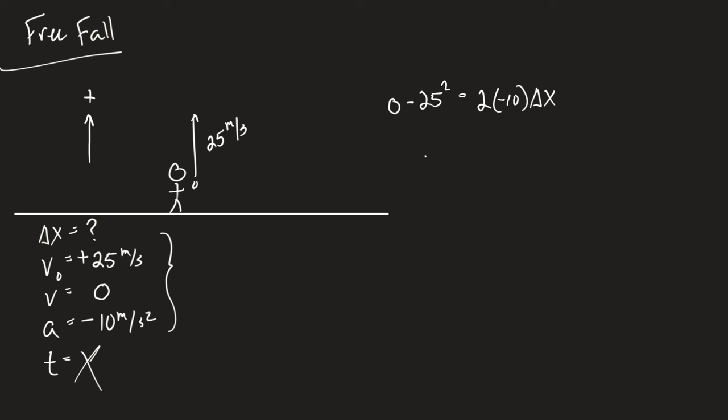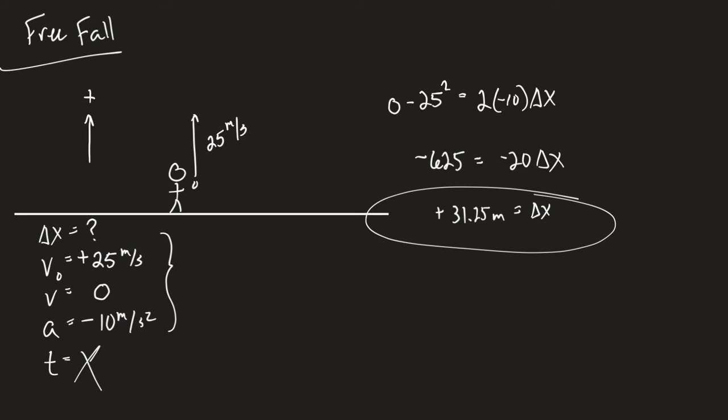Checking my values here, negative 625 equals negative 20 delta x. I'm noticing that my answer is intentionally positive. Is that 31.5? No. Maybe. No. 2.5. And I'll point out that my answer comes out positive. That's good. The ball went up. I was hoping it would. So, a standard free fall problem. Yeah, they can get harder, but we started there.